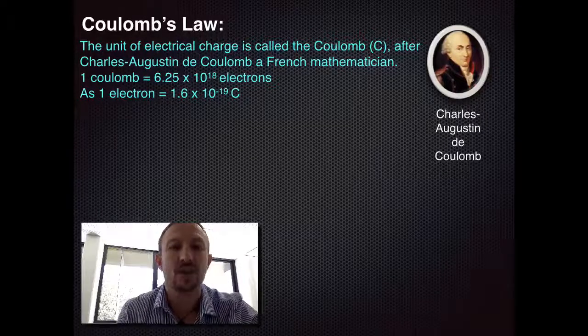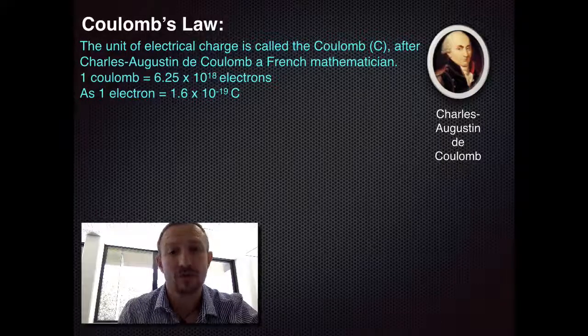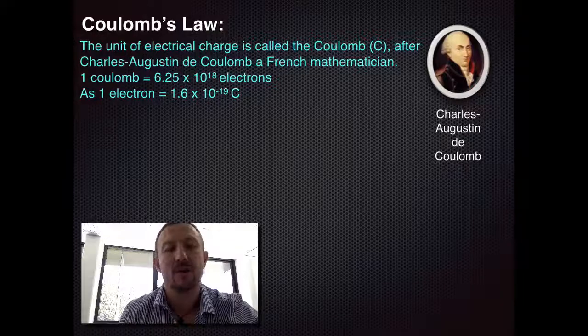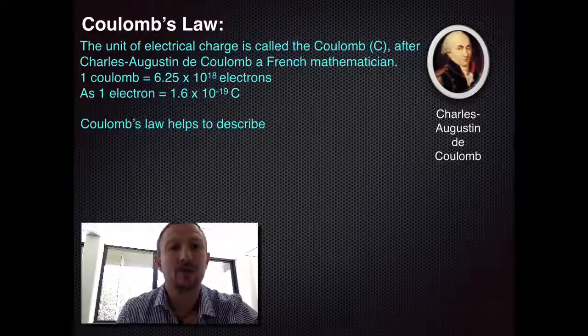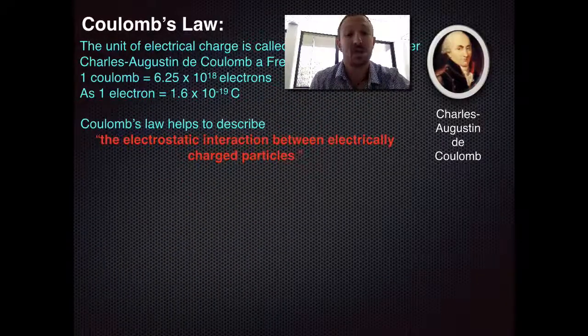Obviously the charge of the electron was not found until Robert Millikan did his famous oil drop experiment. However, from this we have noticed that each electron has a specific charge, and it's the interaction of these charges, or a number of charges, which causes the process of electricity. Now Coulomb's law helps us to describe the electrostatic interaction between electrically charged particles. It basically looks at the force which is going to occur between these particles.